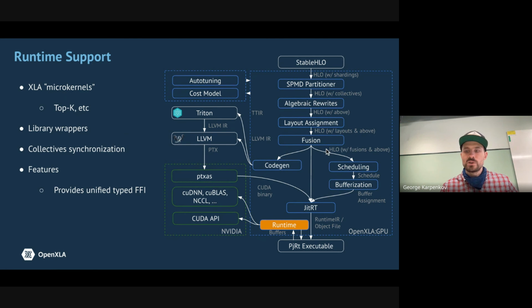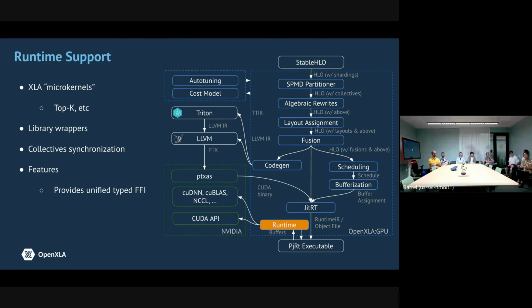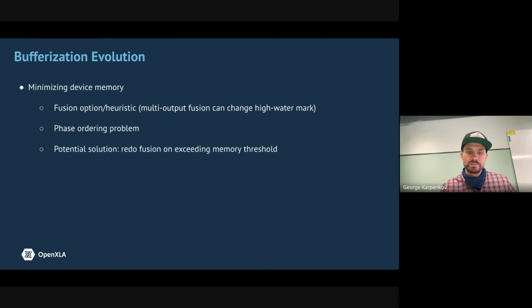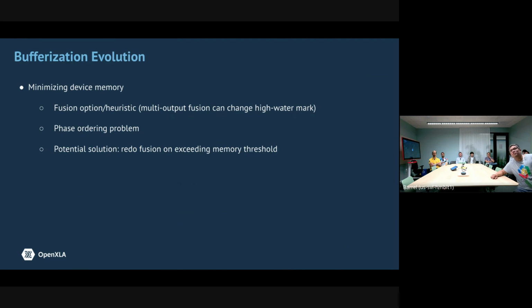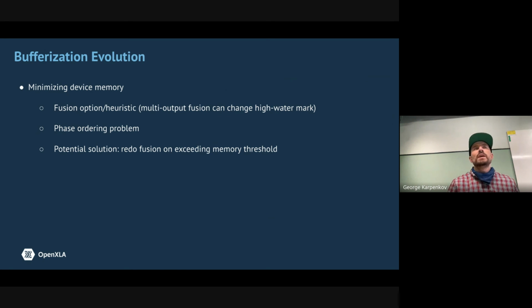Any questions on buffer assignment? This is one case where we could undo fusions. Oh, yeah. So in this case, yes, but then the computational cost is somewhat unclear. But that is being considered. Maybe we could just redo the fusion pass and say, okay, let's ban all multi-output fusions because they tend to be expensive with respect to the high watermark for memory.